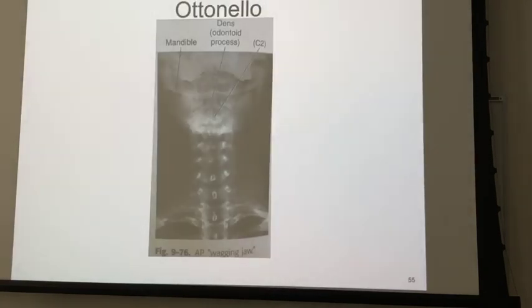So that's what the Ottinello method looks like. And what you're seeing here, this blurry looking mess, is the mandible being blurred out. But this is the base of the skull, and the teeth are up here. So they could have improved this if those two things were superimposed.